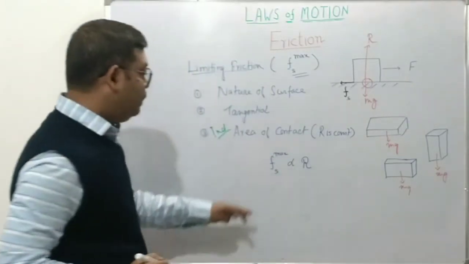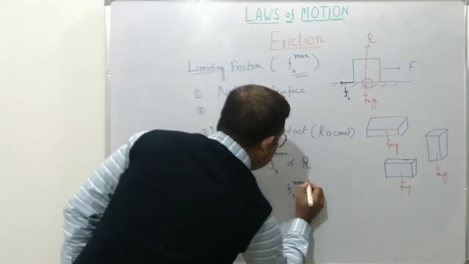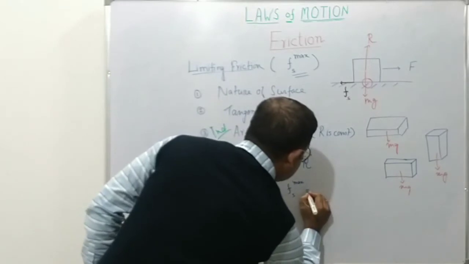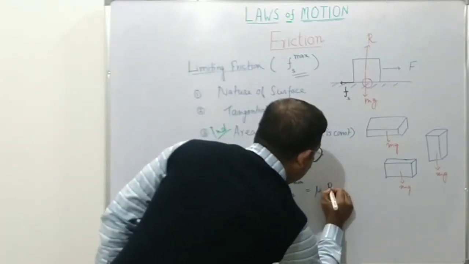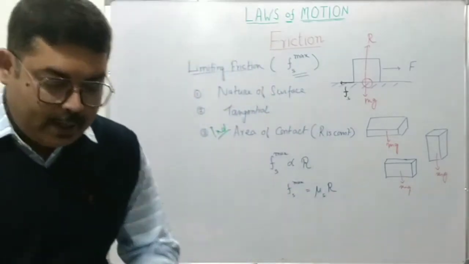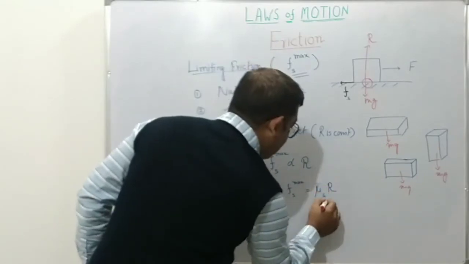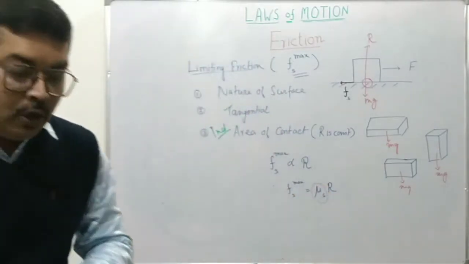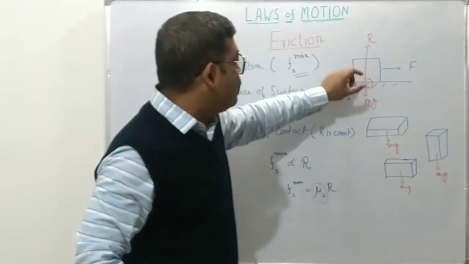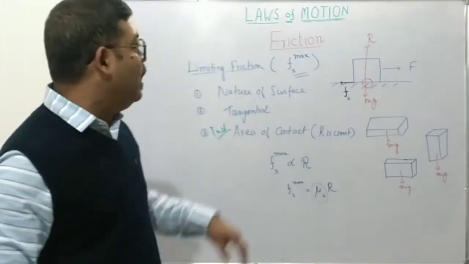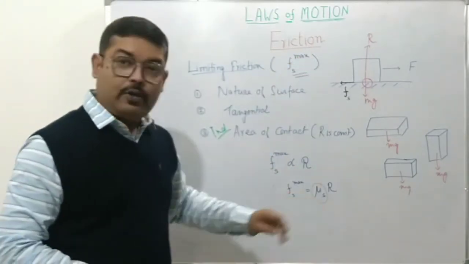Therefore, Fs max, that is force of limiting friction, can be said to be equal to some constant of proportionality mu s into R, wherein this constant of proportionality is a constant for the two given surfaces, this object and the floor. If these two surfaces change, this mu s will change. So it's a constant of the surfaces.